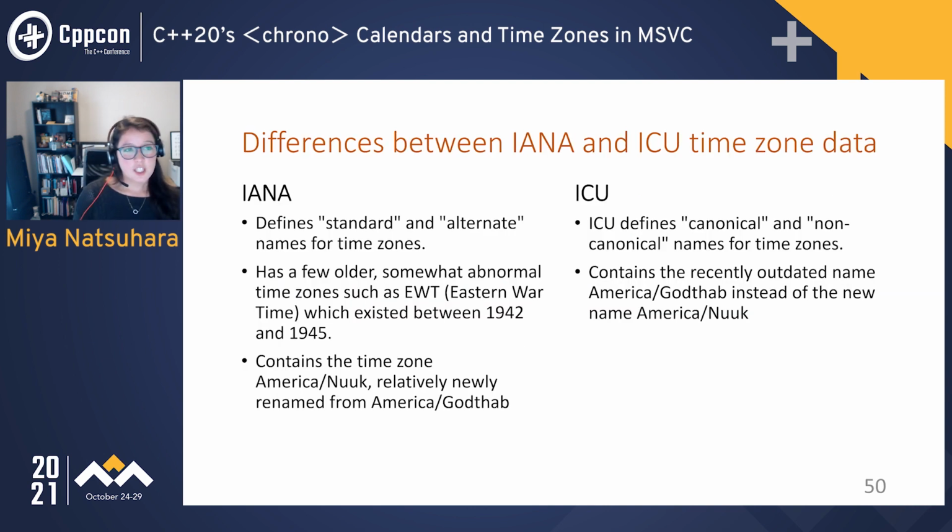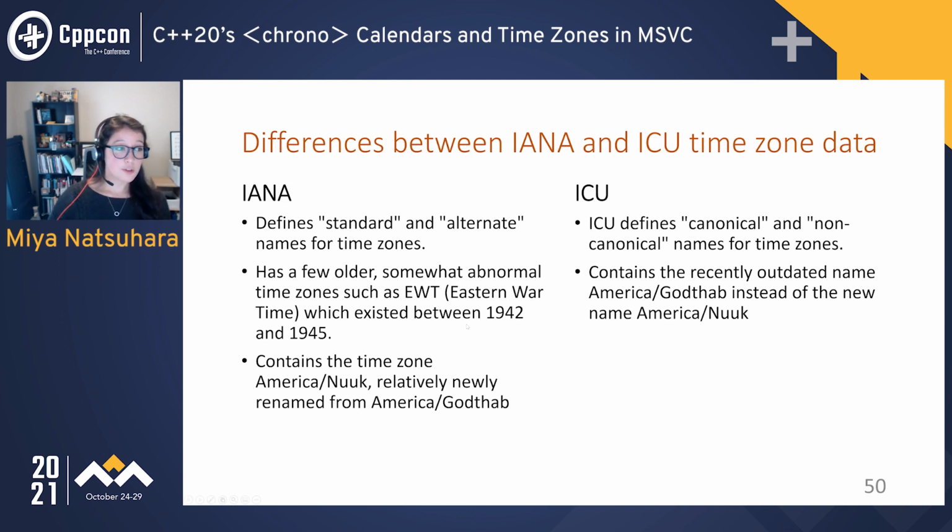Okay, so differences between IANA versus ICU time zone data. The IANA database defines standard and alternate names. We've talked about this already, time zone names versus the time zone links. Whereas the ICU defines canonical and non-canonical names for time zones. So slightly different verbiage, and it turns out the sets don't quite match up.